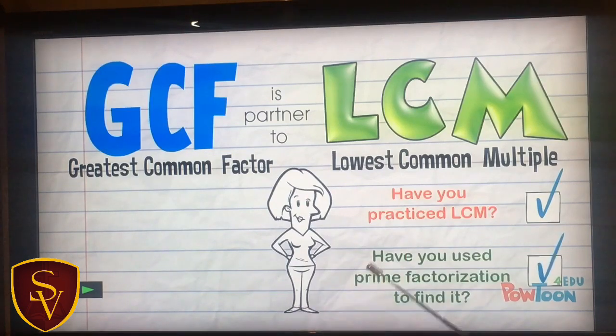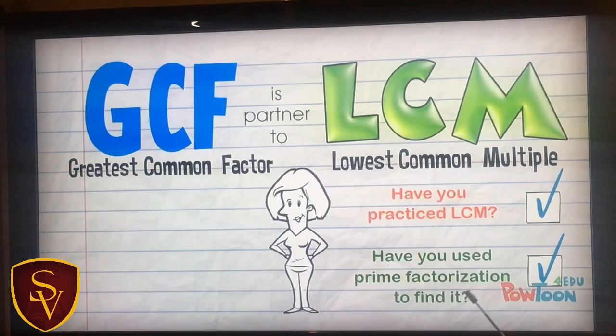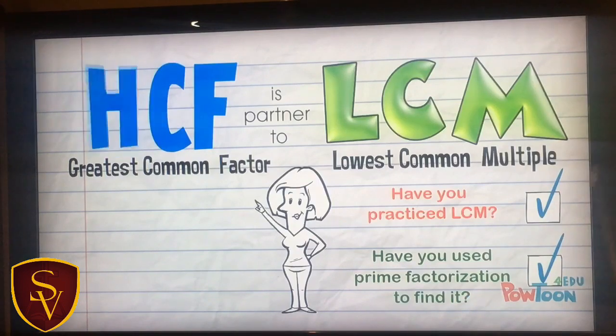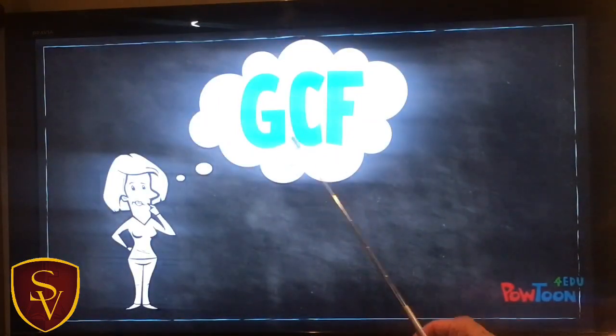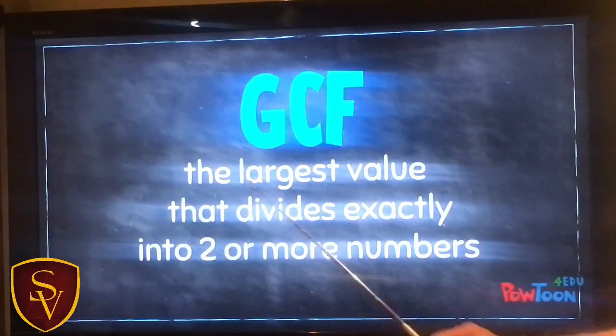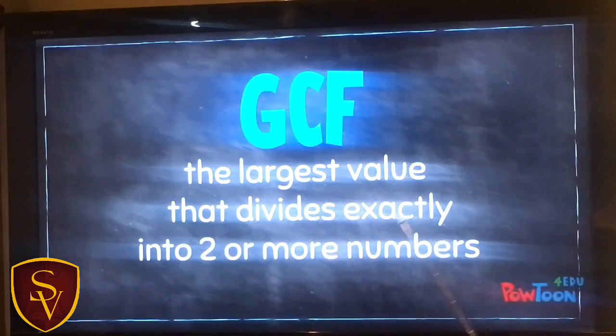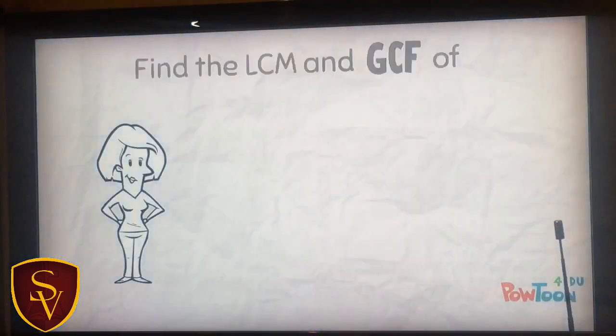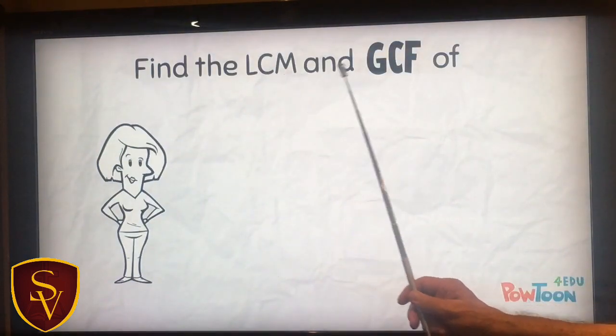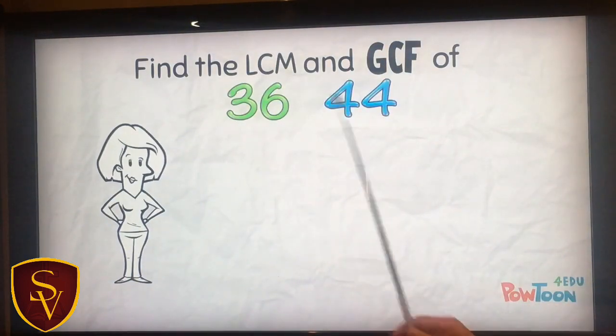Let's see, for instance, have you used prime factorization to find it? Well, let's see how we can do it. The GCF is the greatest common factor. It is the largest value that divides exactly into two or more numbers. Let's explore it using a problem like you will see in school. Let's find the LCM and the GCF of these two numbers, 36 and 44.